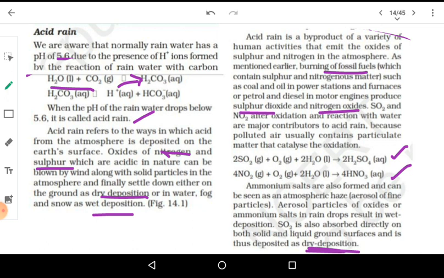Similarly, the ammonium salts are also formed and can be seen in the atmospheric haze, that is, in the aerosol of fine particles. So the aerosol particles of oxides or ammonium salts in the raindrop can also result in wet deposition. SO2 is also absorbed directly on both solid and liquid surfaces and is thus deposited as dry deposition. So ammonium salts are basically seen as wet deposition, and sulfur dioxide is basically seen as dry deposition.